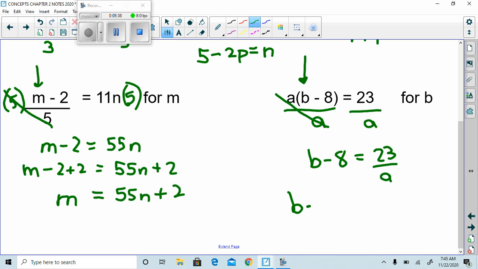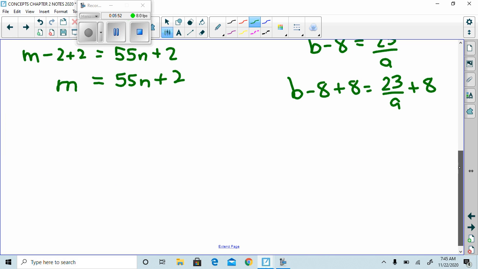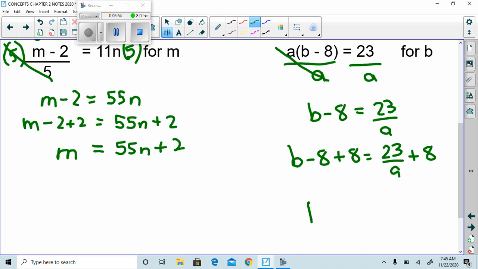I now need to add 8 to both sides. Simplify one last time. b is equal to 23 divided by a plus 8. Once again, can't do any combining. These are not like terms. My goal was to isolate b.